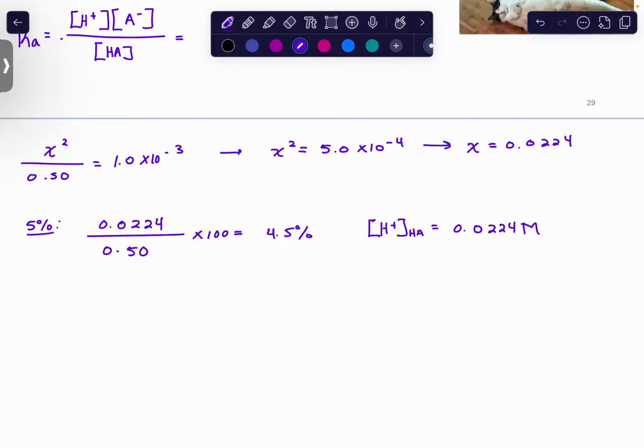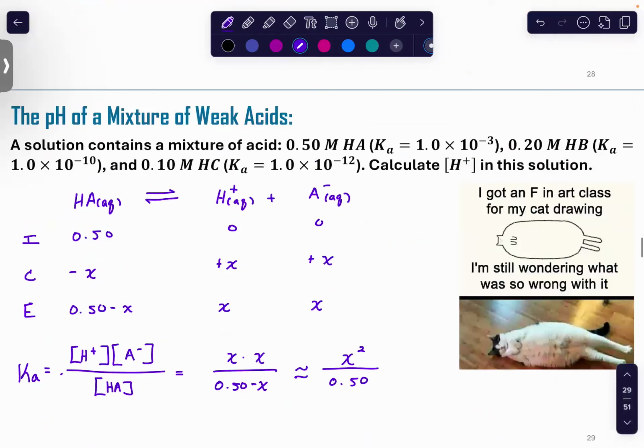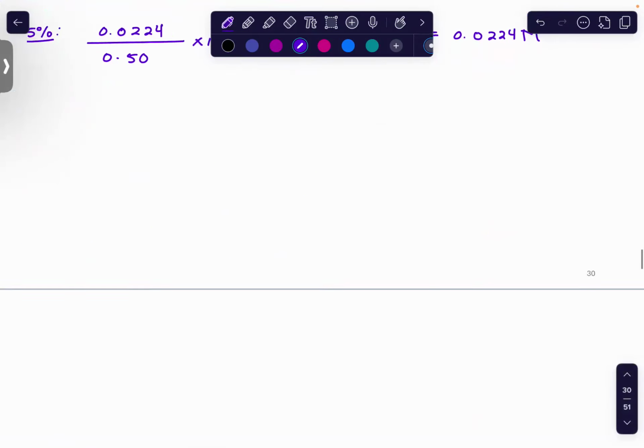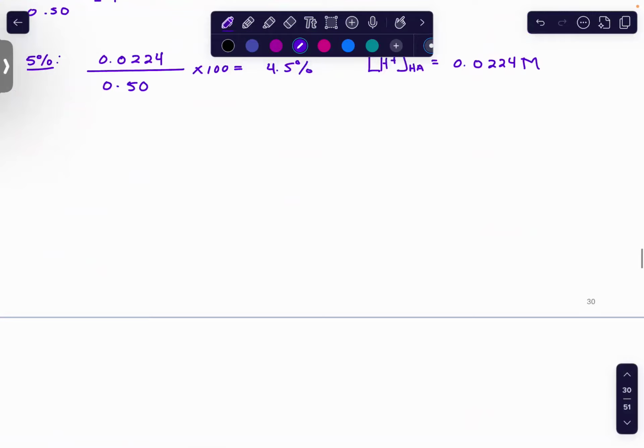Let's now go through the process for HB and see how many protons it's going to give us. Could we just go ahead and figure out the pH from this, or do we need all three ice tables and add them all together? Now, if they all had Kas on the same order of magnitude, yeah, you need all three ice tables, add together all the concentrations. But you notice our next two are 10 to the negative 10th and 10 to the negative 12th. Those might not contribute. Let's find out. Okay, so our ice table for HB.